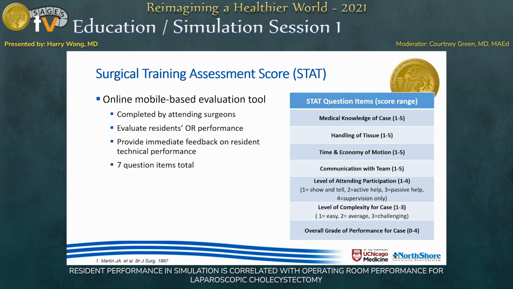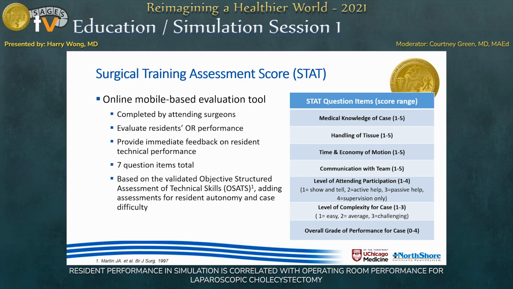It has 7 questions total, which are based on the validated OSATs while adding assessment for resident autonomy and case difficulty. And as you can see here, the level of attending participation is divided into 4 different categories: 1 is show and tell, 2 is active help, 3 is passive help, and 4 is supervision only.